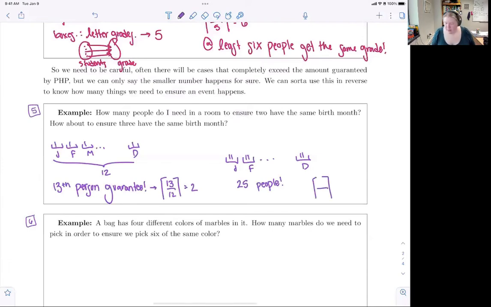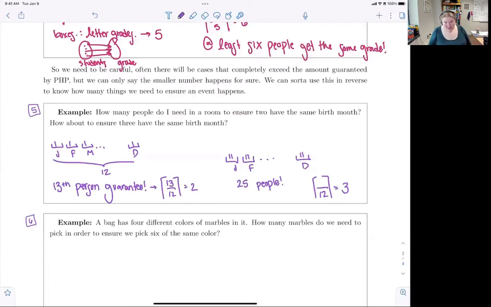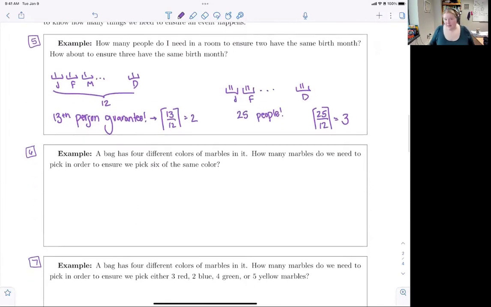From an arithmetic standpoint, if I want this to be 3, then I just need to be a little more than 2, which is 25. So what happens if it gets a little more complicated? Here we have a bag with 4 different colors of marbles in it. Maybe we'll say red, yellow, green, and blue. How many do we need to pick to ensure that we pick 6 of the same color?